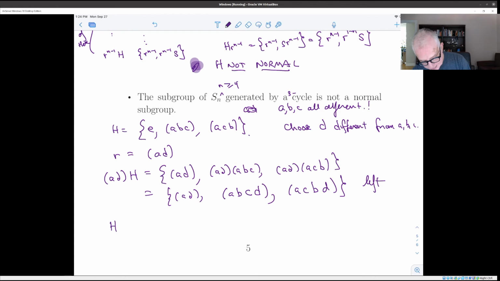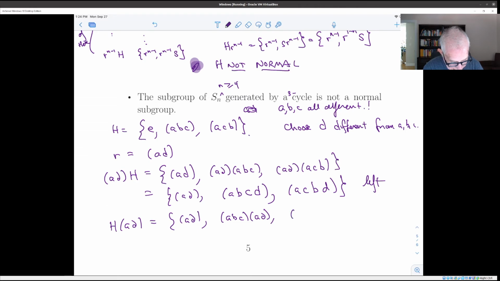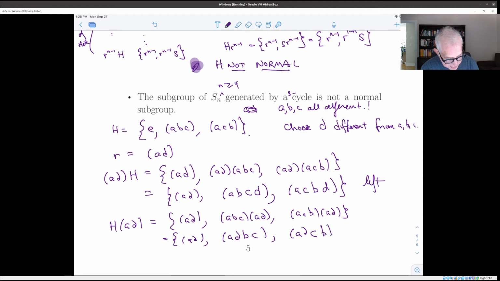The right coset is again (A D), but now we have (A B C)(A D) and (A C B)(A D). And that's (A D). Then we have A goes to D, D goes to A goes to B, B goes to C, and C goes to A. And then in this one we have A goes to D, D goes to A goes to C, C goes to B, and B goes to A.